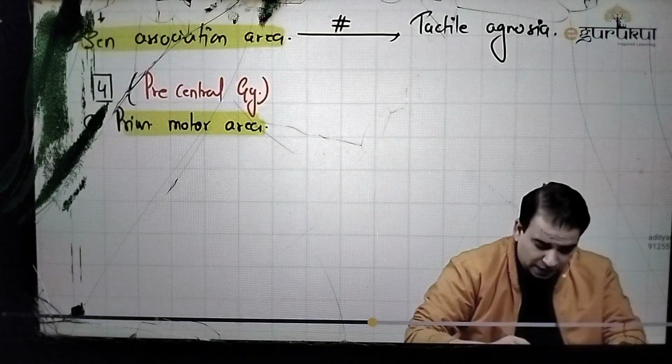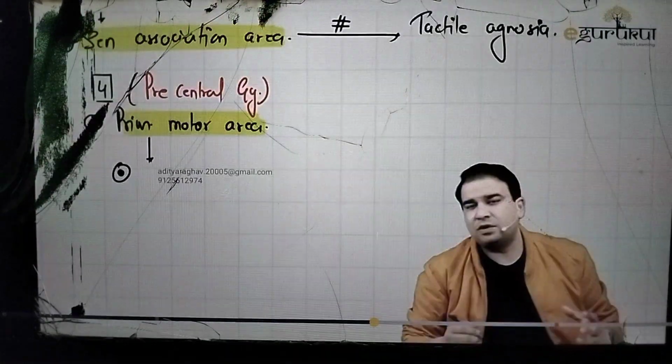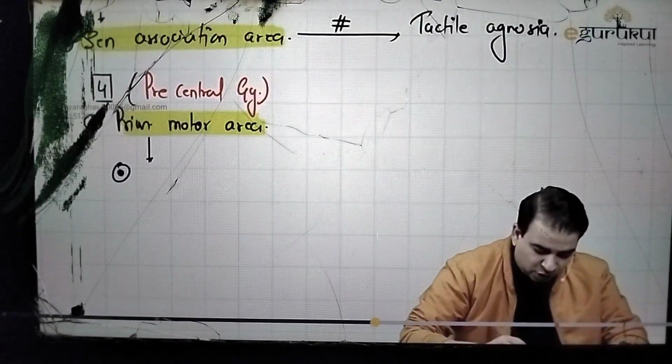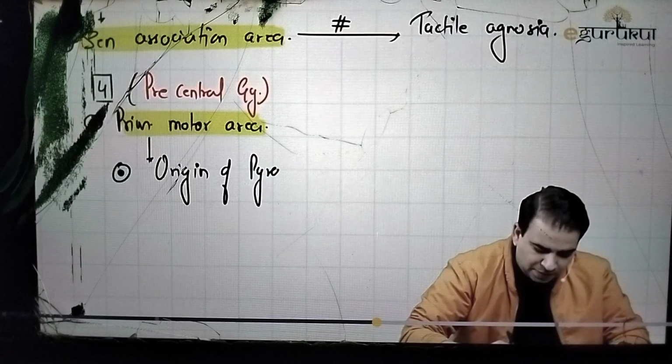And please note this primary motor cortex is the main site for the origin of the corticospinal tract. Pyramidal tract or corticospinal tract. So it is a site for the origin of, let me write, pyramidal tract.